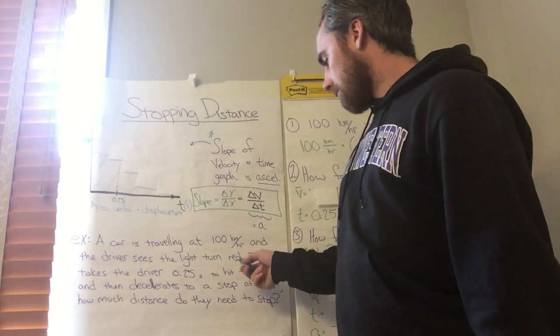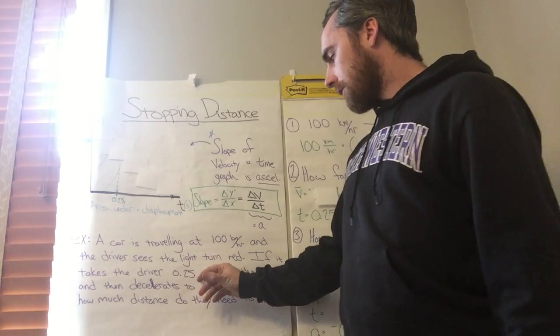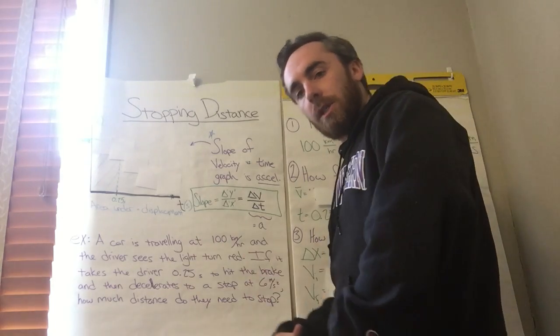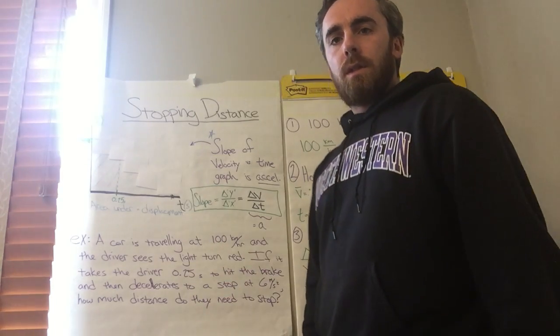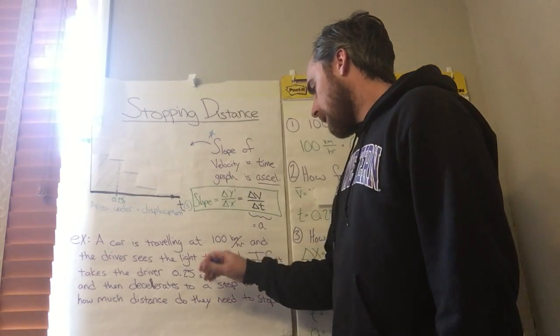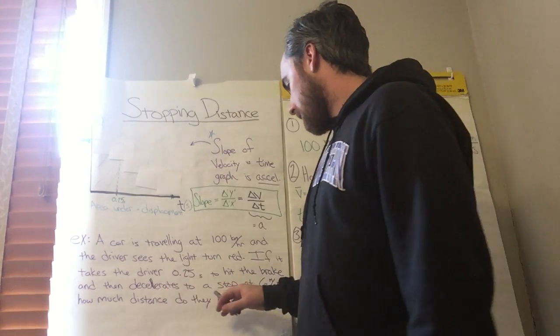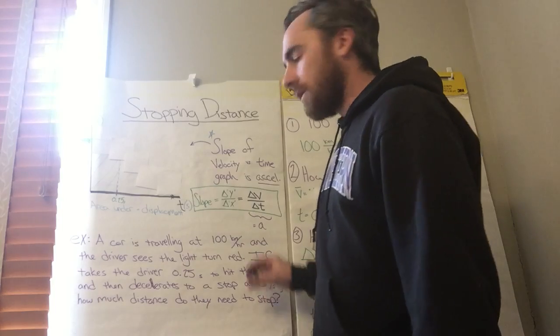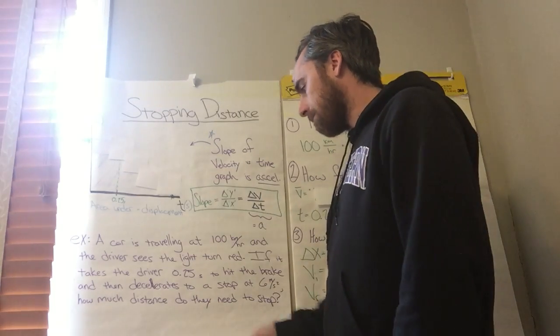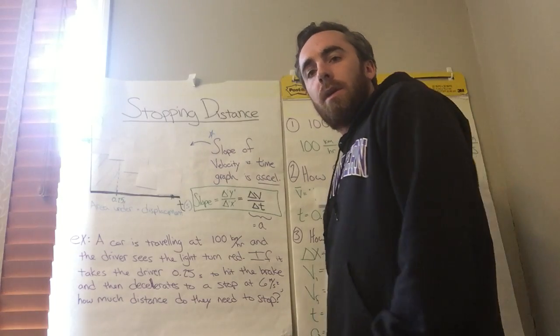The driver sees the light turn red. If it takes the driver 0.25 seconds, a quarter of a second, this is where, on question number 4, you would plug in your reaction time, whatever you calculated, to hit the brake, and then decelerates to a stop at 6 meters per second squared. So he goes 6 meters per second slower each second. How much distance do they need to stop?